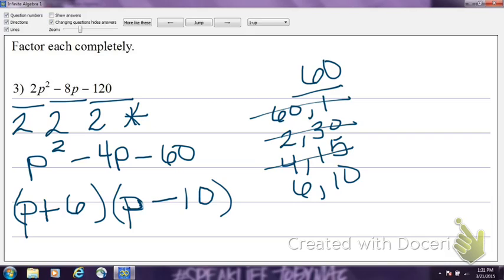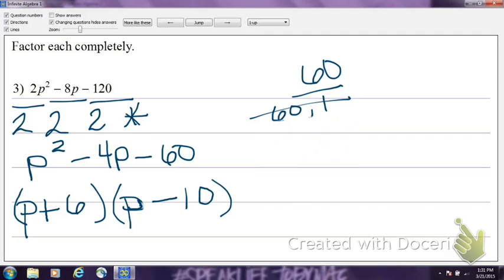And remember, when you're doing these kind of problems, you can always have them be opposite signs, both negative or both positive, as long as they multiply to a negative 60 and add to a negative 4. So in this case, they have to be opposites, and the bigger number has to be the negative.